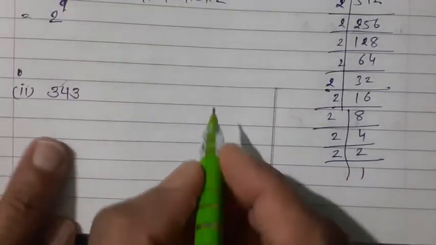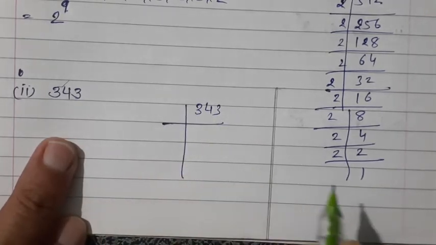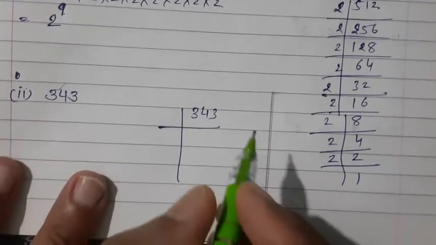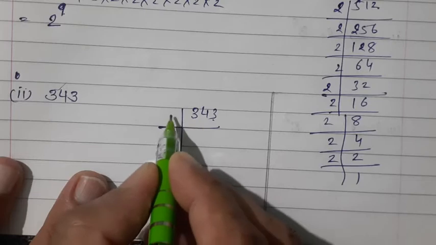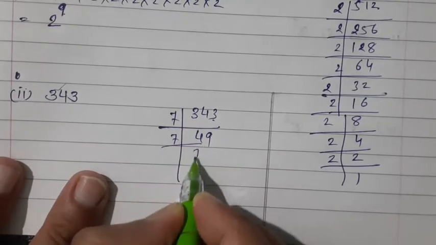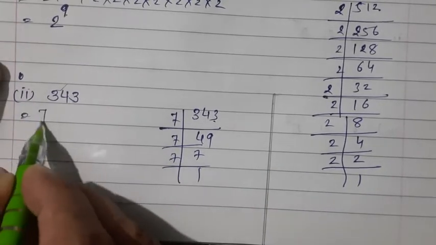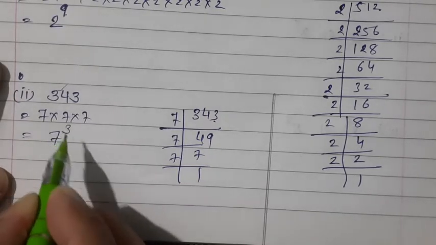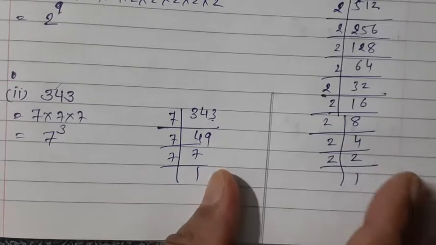Okay. Same here, 343. So is it divisible by 2? No. Then 3, the total is 10, so that is also not possible. With 5 is also not possible because the last digit is 3. That is divisible by 7. So 7 49s are 343. Then 7 7s are 49 and 7 1s are 7. Okay. So factors are 7 into 7 into 7, means 7 raised to 3. 7 is 3 times, means 7 raised to 3. Okay. That's your answer.